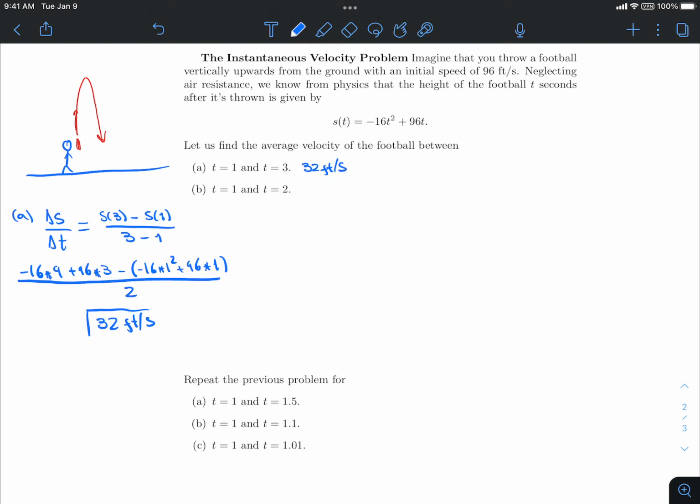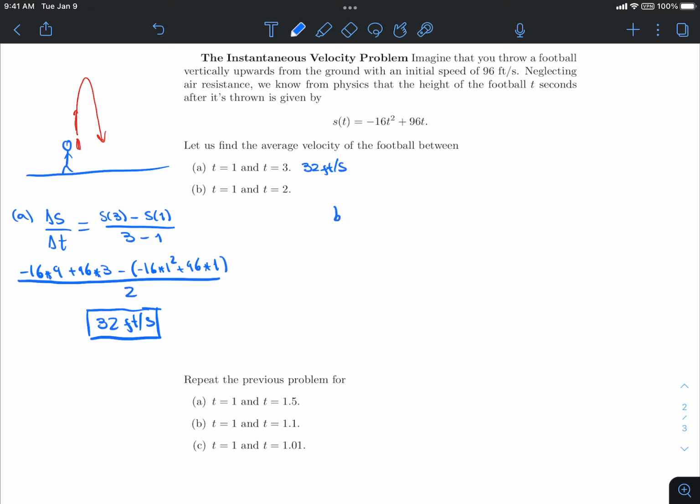This means that if the football had kept constant velocity throughout these 2 seconds from t equals 1 to t equals 3, that constant velocity of 32 would take it to the same place that its actual velocity took it, right? That's what the average velocity is about.